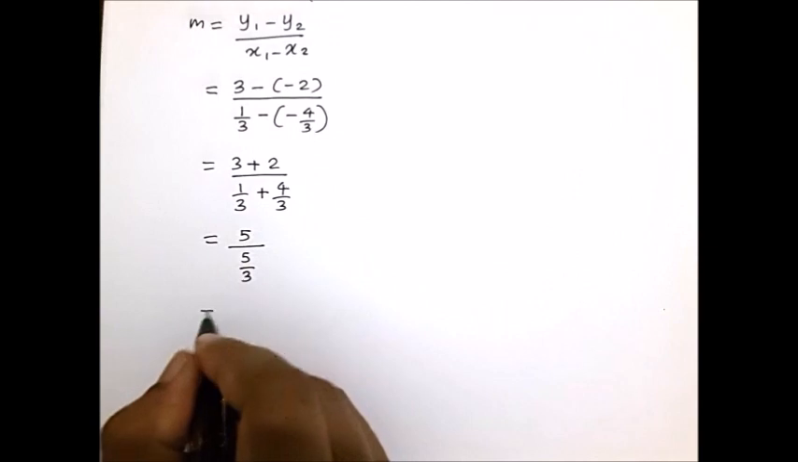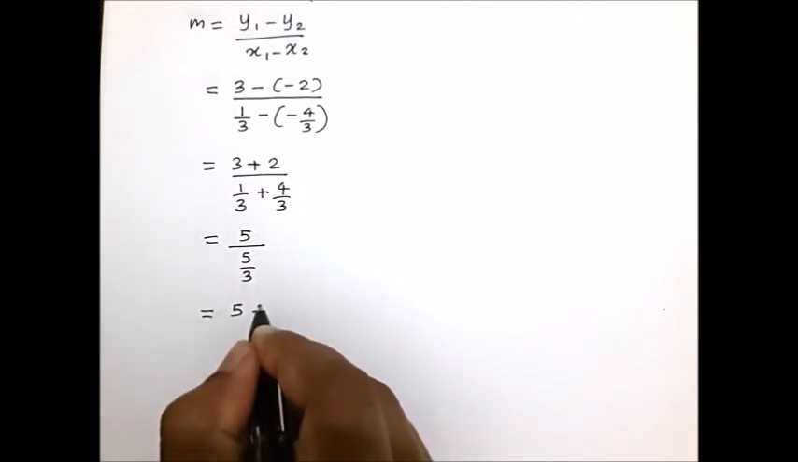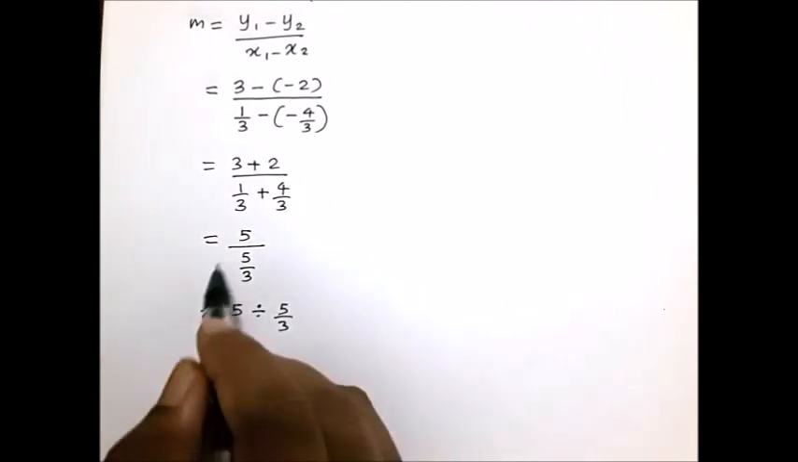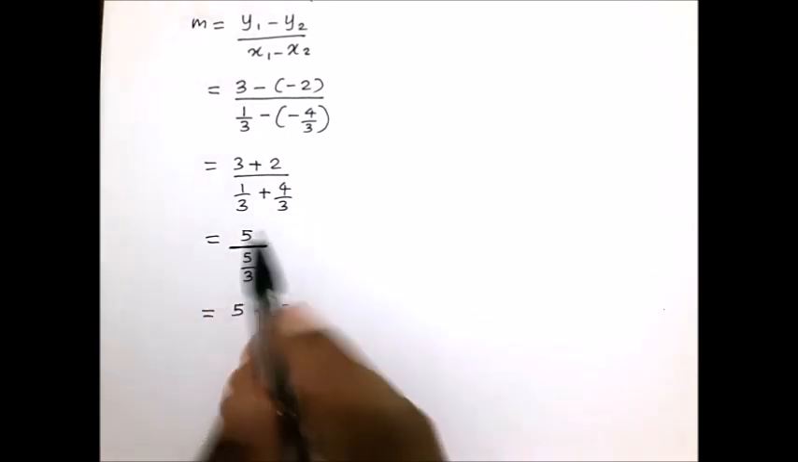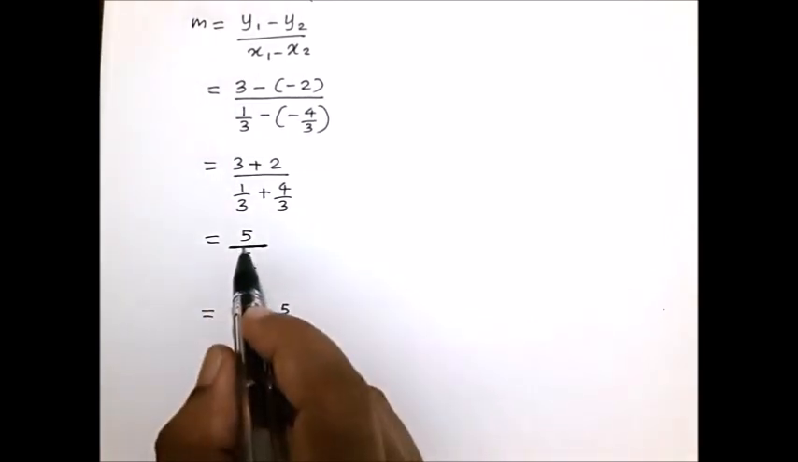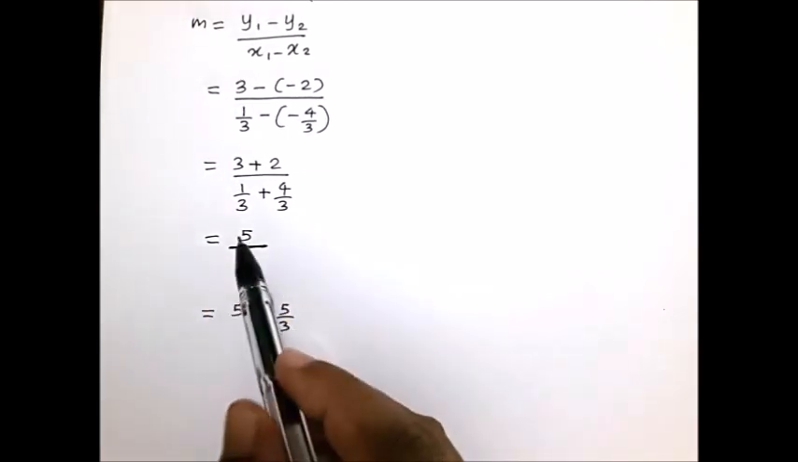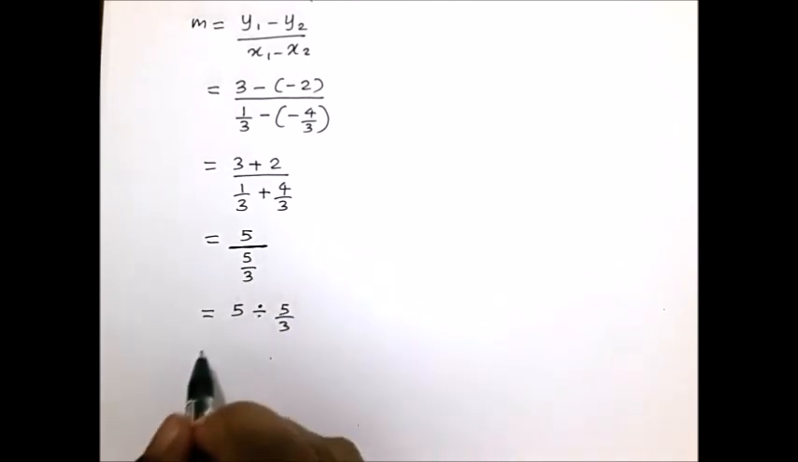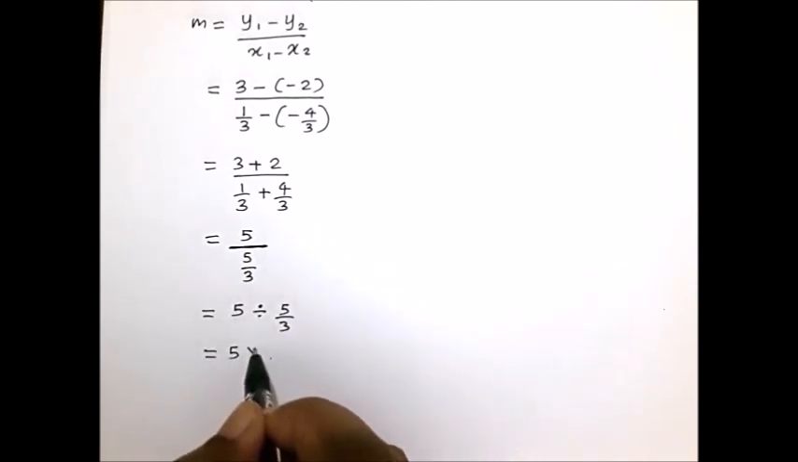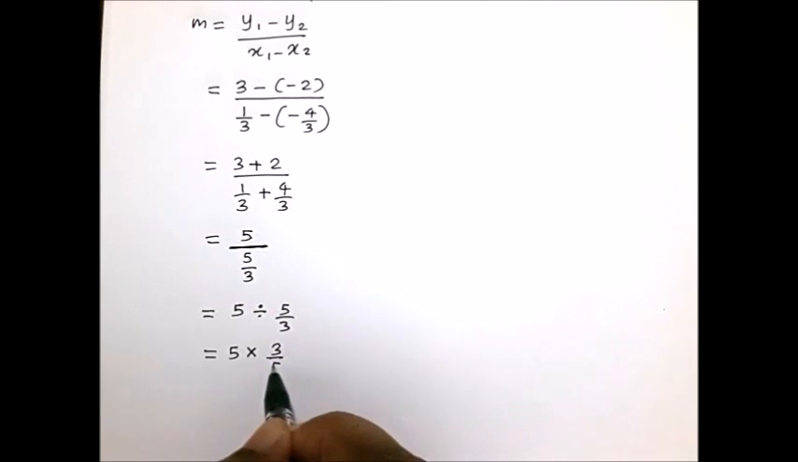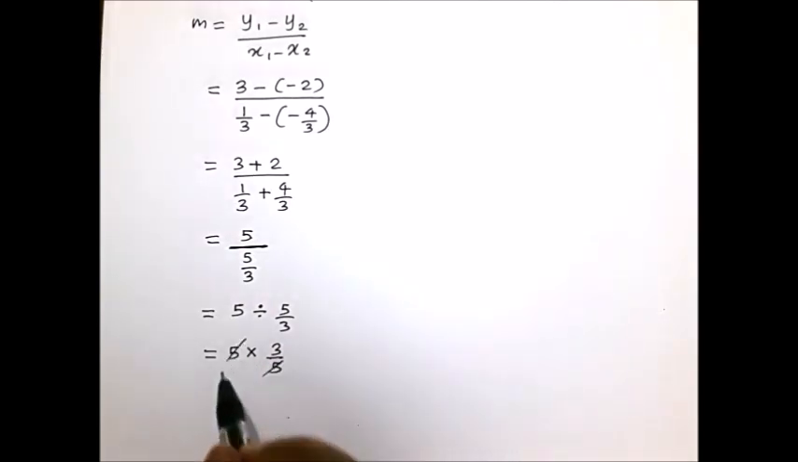I am going to write this as 5 divided by 5 over 3. Write this line as a division symbol instead. 5 divided by 5 over 3. Now convert division into multiplication and take the reciprocal. You can cancel these two. Gradient is equal to 3.